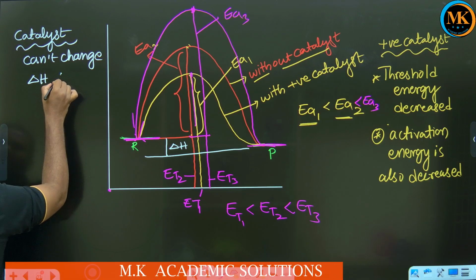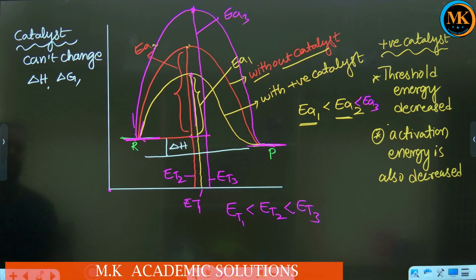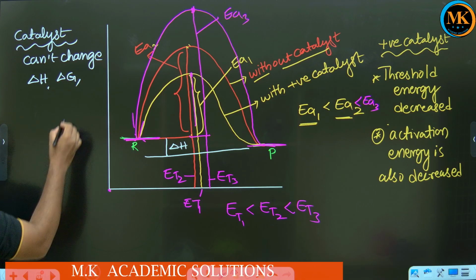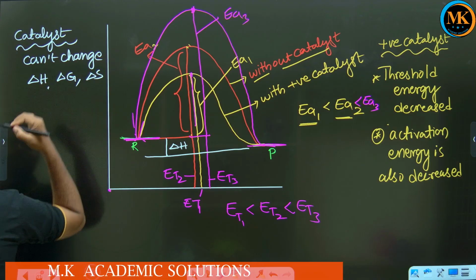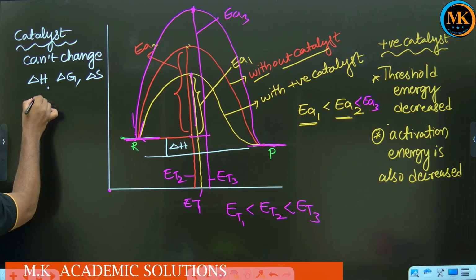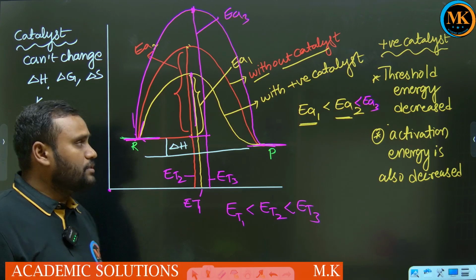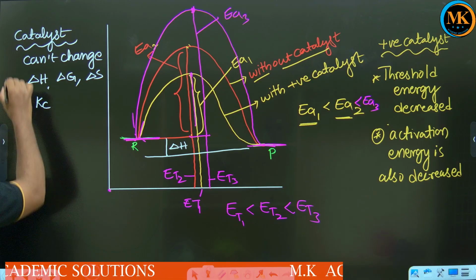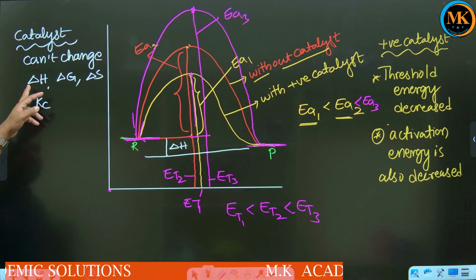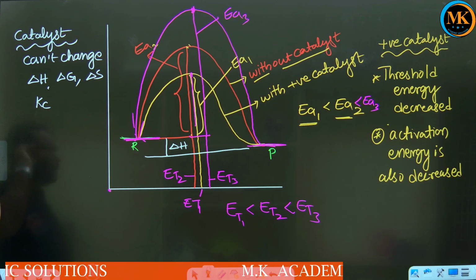And delta G, the free energy, also cannot change. And delta S, entropy, also cannot change. And Kc, the equilibrium constant, also cannot change. So a catalyst cannot change all these things: delta H, delta G, delta S and Kc.